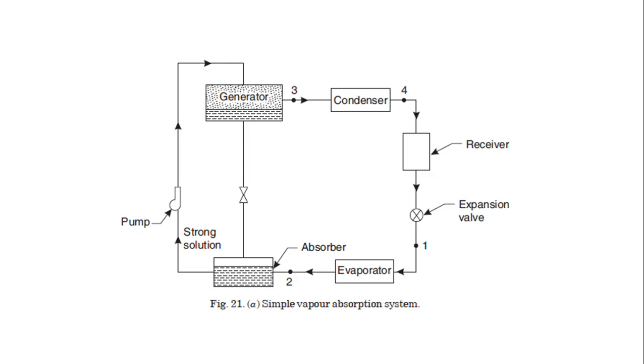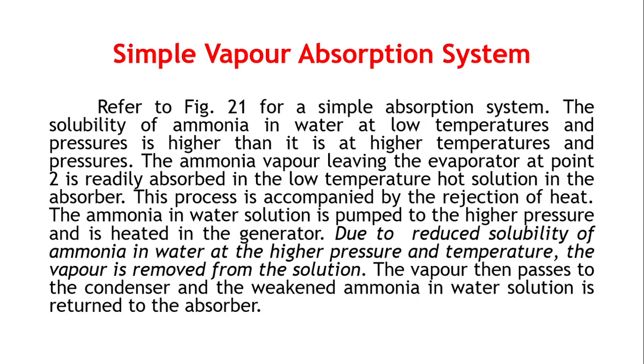In the expansion valve, it is throttled to low pressure and low temperature, and the refrigerant in the evaporator comes in contact with the heat from the surroundings, cooling them, and is then sent to the absorber. This is the cycle of the vapor absorption refrigeration system. Okay, this is a simple absorption system.